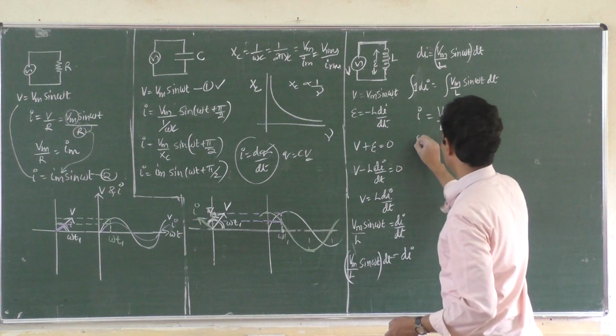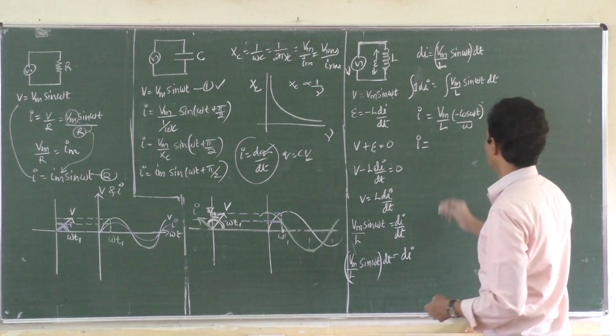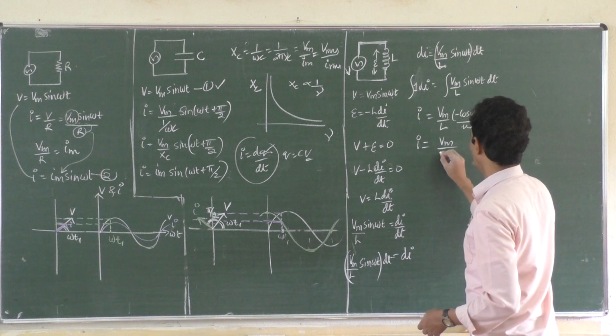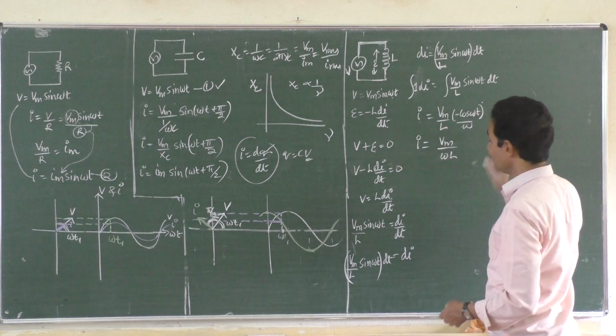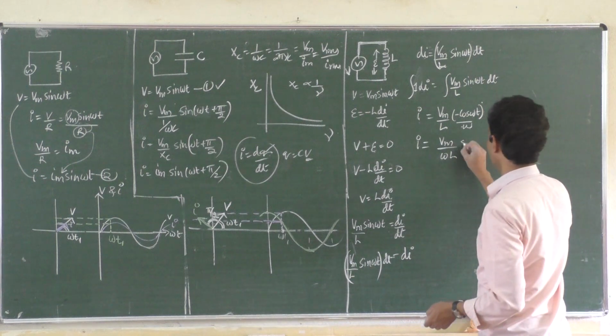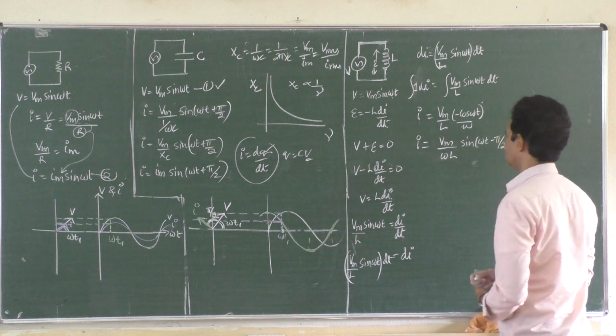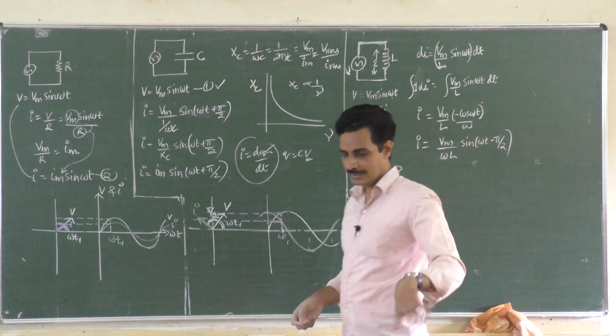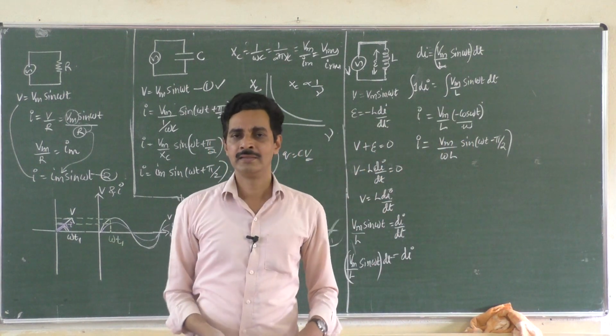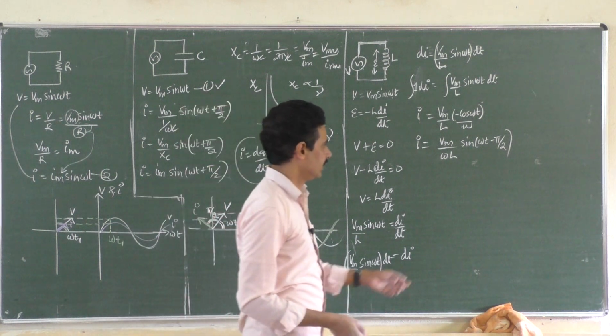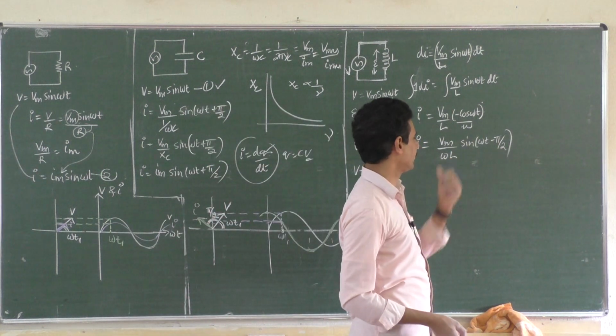Now what is I equal to? I is equal to Vm by omega L into minus cos omega t, which can be written as sin of omega t minus pi by 2. This is how we can write. So minus cos theta is sin of theta minus 90 degrees, so sin of omega t minus pi by 2.